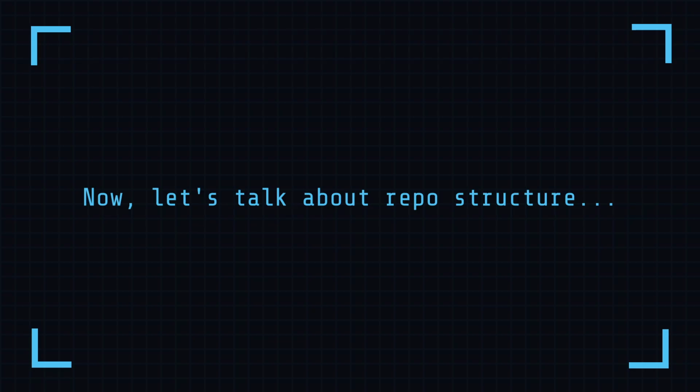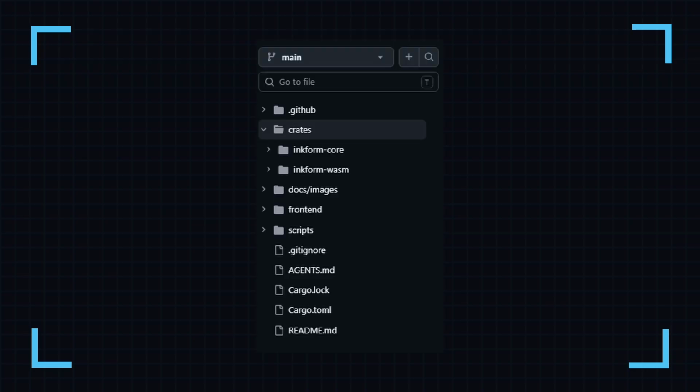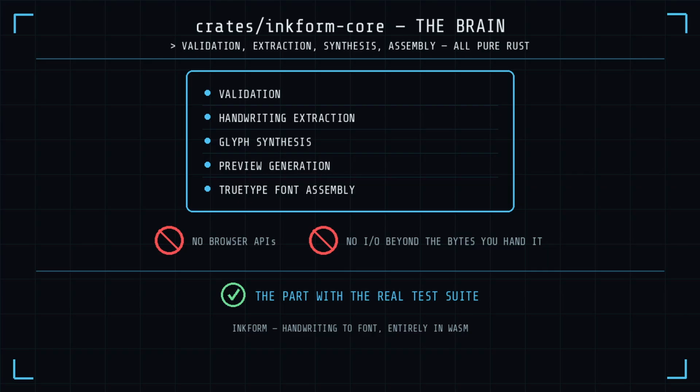Now, let's talk about the repo structure. So the repo is a cargo workspace plus a Next.js app. There's three main pieces to it. First, you have the crates Inkform core, and this is the actual brain. It has the validation, handwriting extraction, glyph synthesis, preview generation, and TrueType font assembly. There's no browser APIs, no I/O besides the bytes that you hand it. This is the part with the real test suite.